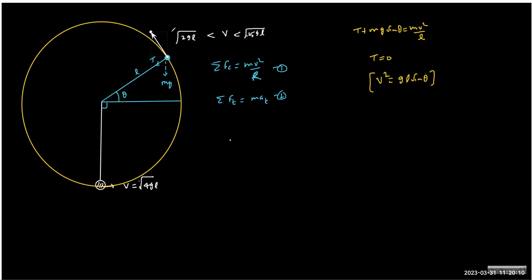the next step is to write the conservation of mechanical energy between A and P. Conservation of mechanical energy between A and P. How to write it? Tell me. MgL plus MgL sin theta is equal to half mv square.